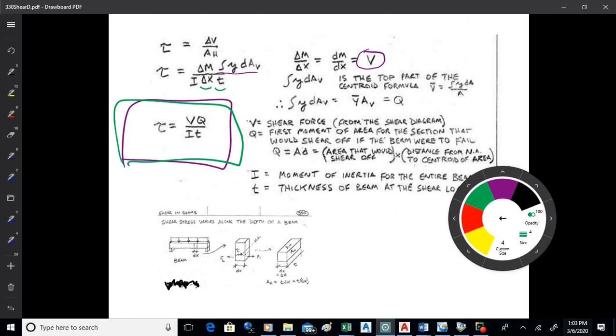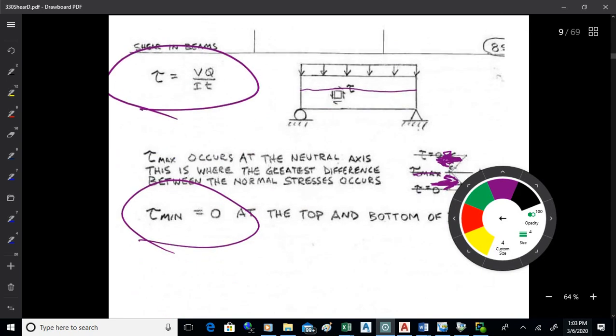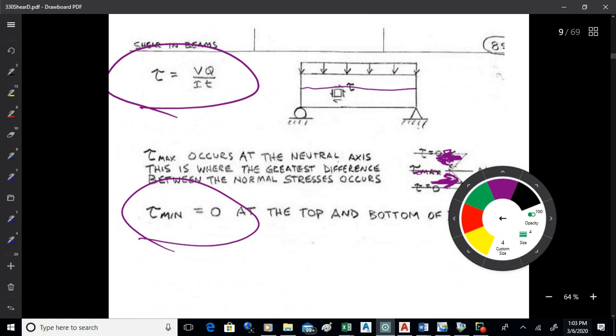So V is the shear off the shear diagram. Q is the first moment of area, which gets back to that idea of bending stress on a vertical area. And then I is the moment of inertia for the entire beam cross section, and t is the thickness of the beam. Okay. So that's how we derive that.